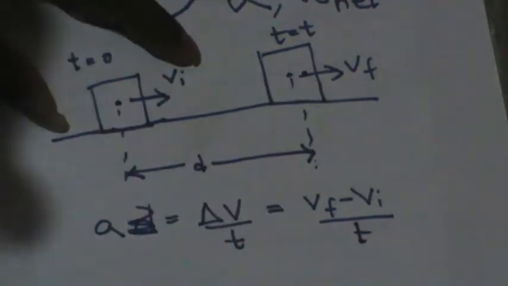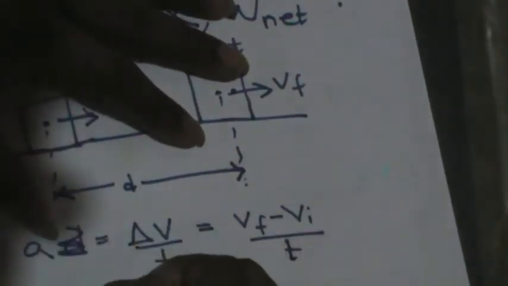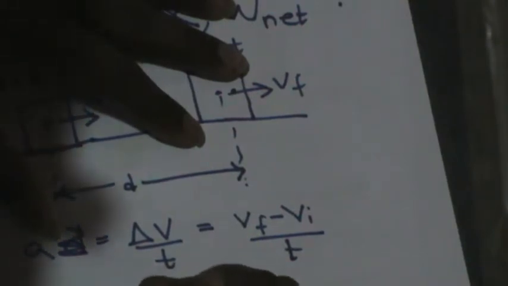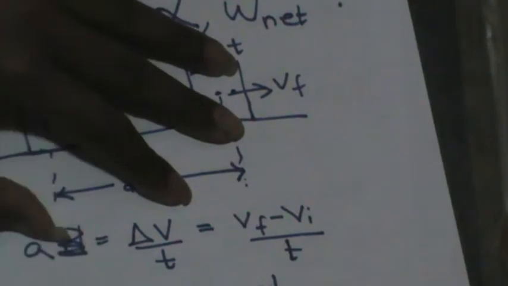Oops, sorry. No, this is acceleration, right? I didn't mean that. Acceleration is equal to vf minus vi by t. So you know from this, vf equals vi plus at.